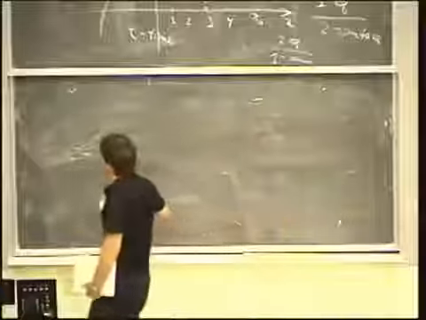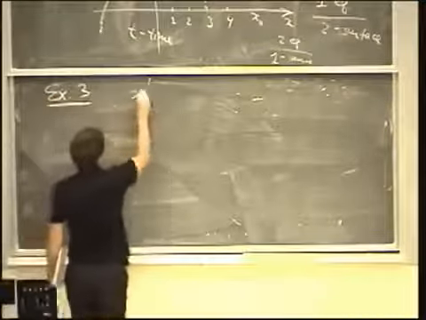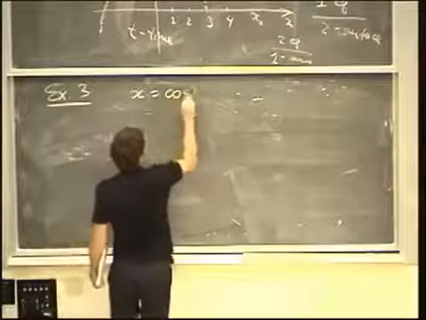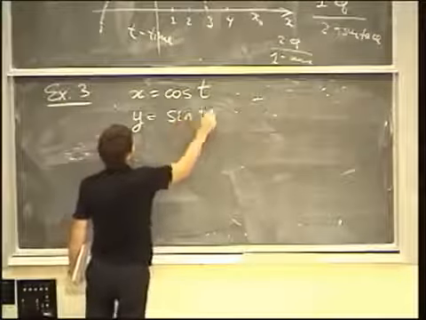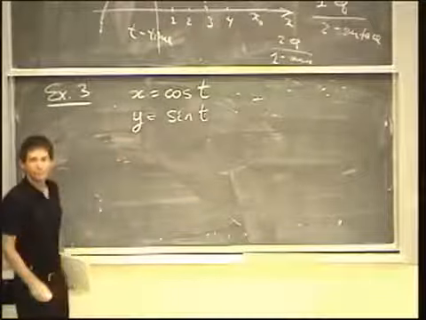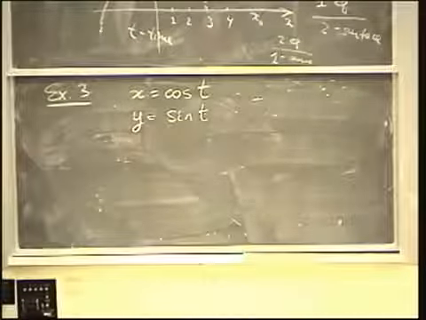How about this? Let's write x is a cosine of t, and y is a sine of t. Okay?